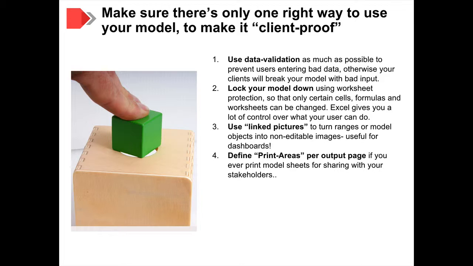The fourth trick I have for you is print areas. These are particularly relevant if any of your stakeholders like to print out the results of your model at any point. This gives you full control over exactly what the print output looks like so that you don't have unexpected outcomes such as your model printing out on 5 pages wide by 4 pages long.